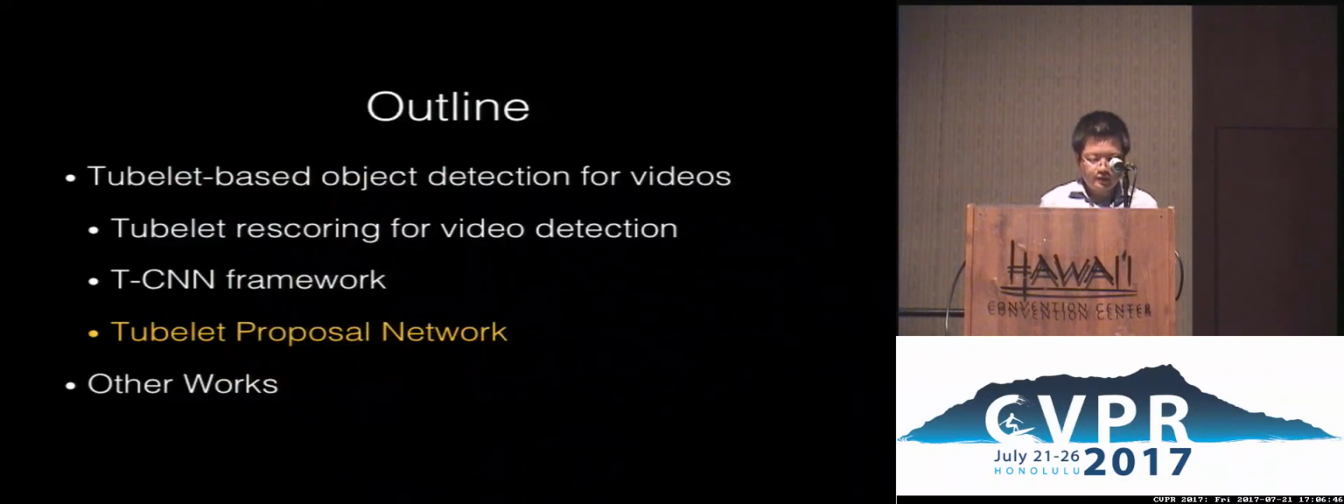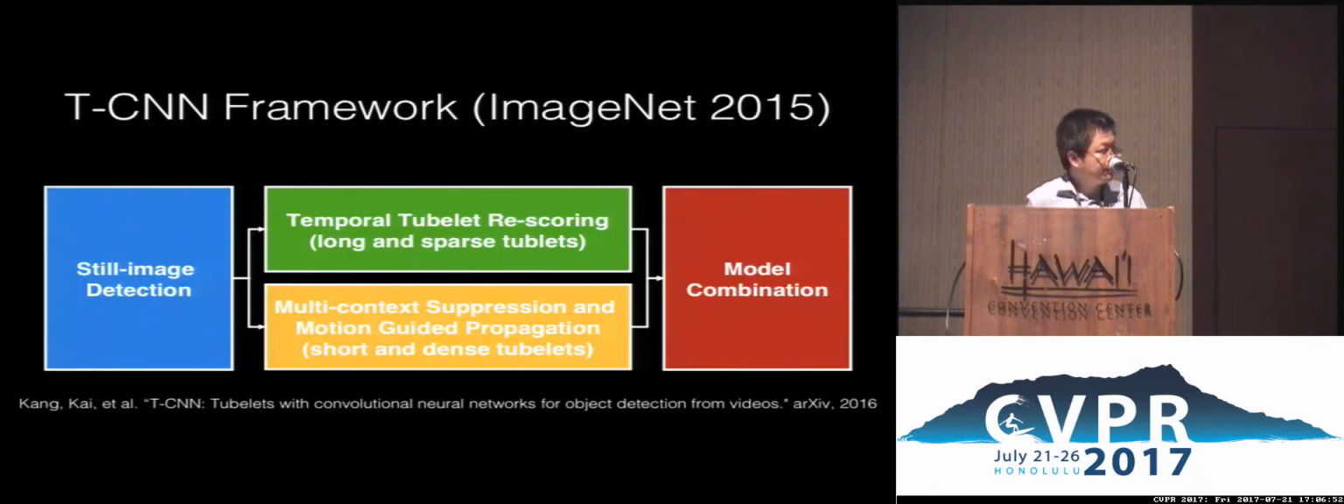Okay, so lastly, we're going to talk about the tubelet proposal network. So in the previous two works, we have two ways to generate these tubelets. One is based on the high confidence tracking, and this is going to generate very long and sparse tubelets, but it is quite time consuming. Because of the computation cost, we cannot get too many tubelets.